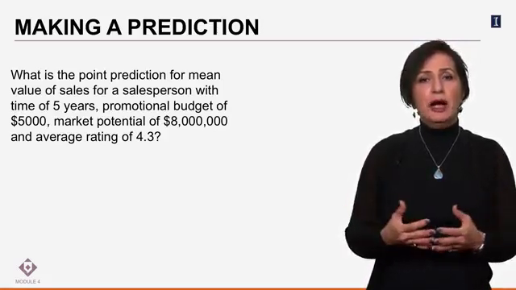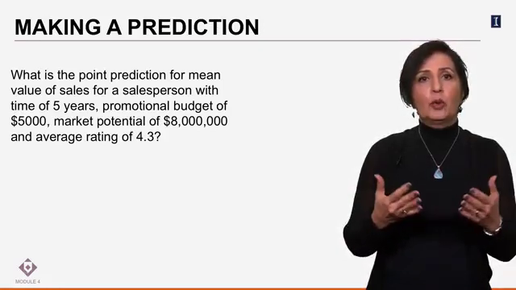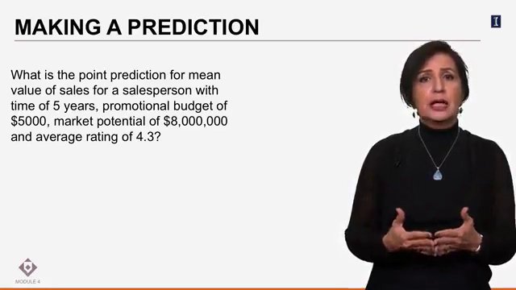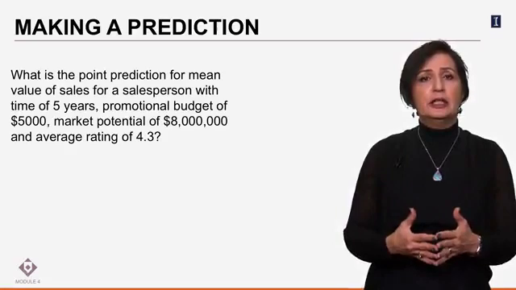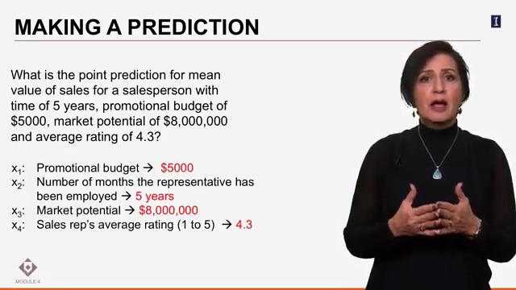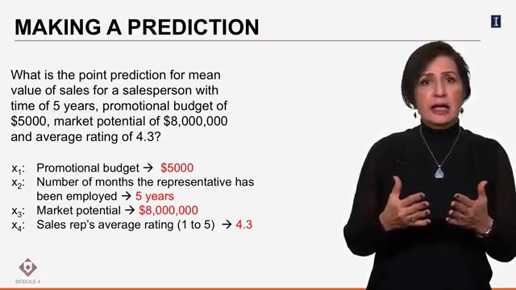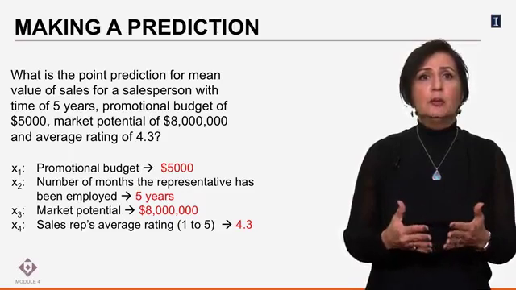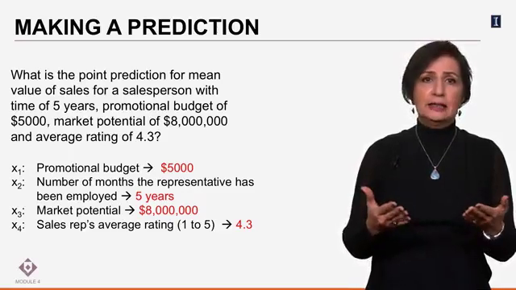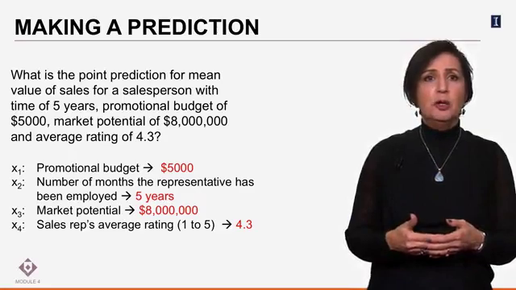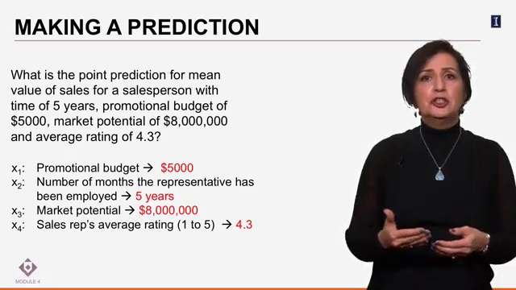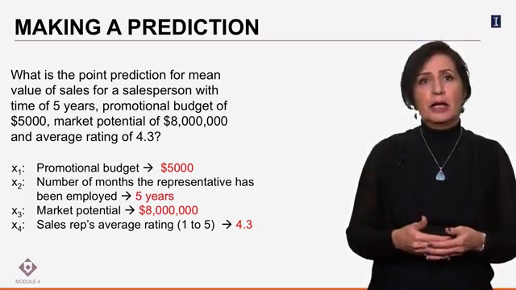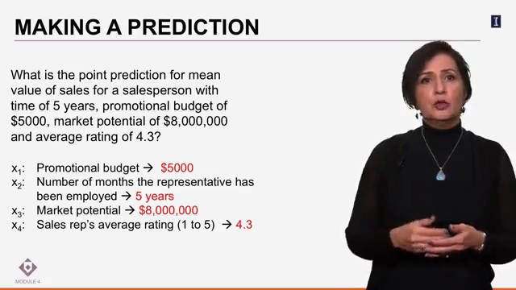What is the point prediction value of sales for a salesperson with 5 years of experience, promotional budget of $5,000, market potential of $8 million, and average rating of 4.3? X1, which is sales reps' promotional budget here, is 5,000. X2 is the number of months the representative has been employed, and it's 60 months because we had it recorded in months. Market potential for sales agent is 8 million, and sales rep has a rating of 4.3. Now place these values in the regression equation.